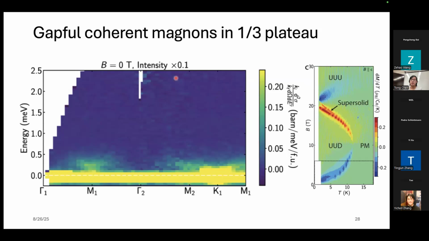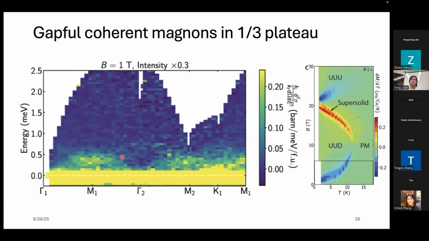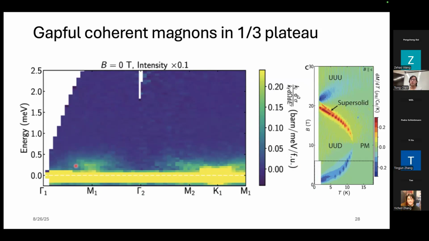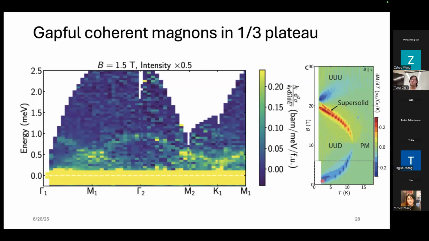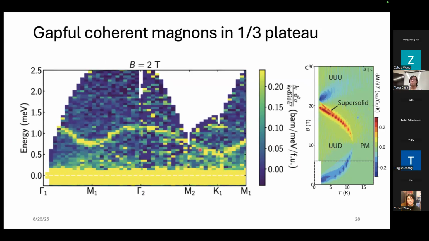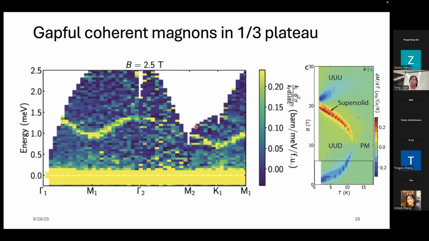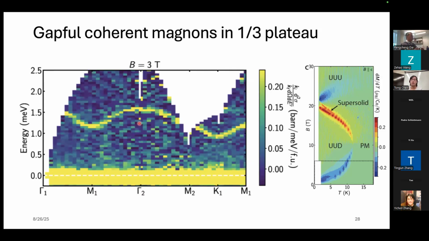In this case, what I show here is the field dependence of the spin excitations at 2 Kelvin. At 0 Tesla, measured with coarse resolution and at slightly higher temperature, we saw that the spin excitations are very diffusive. But when we increase the magnetic field, we go deeper and deeper into the up-down phase, and we find the spin wave excitations pop up. And they're very, very sharp in both energy and wave vector dependence. It's just well-defined spin wave excitations in this case.